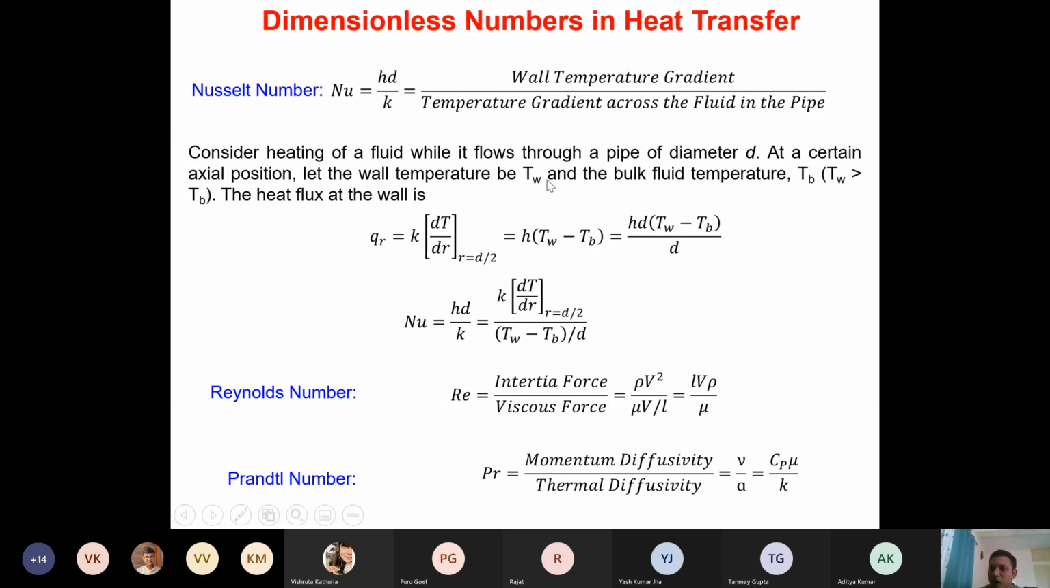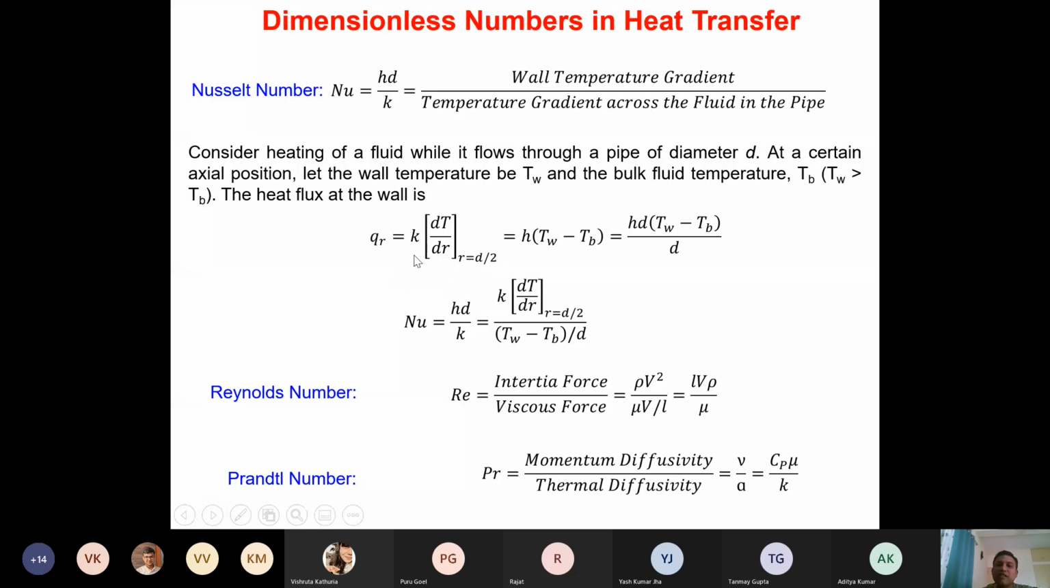So the temperature of the wall is TW and the bulk temperature of the fluid is TB. Again, we are assuming that the wall is at a higher temperature than the bulk temperature, so TW is greater than TB. In this case, the heat flux at the wall, QR, is given as K dT by dr.